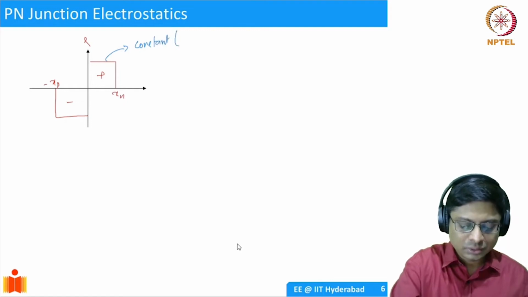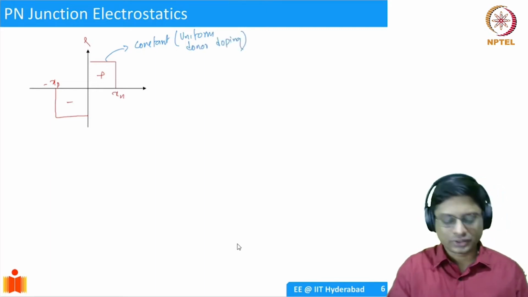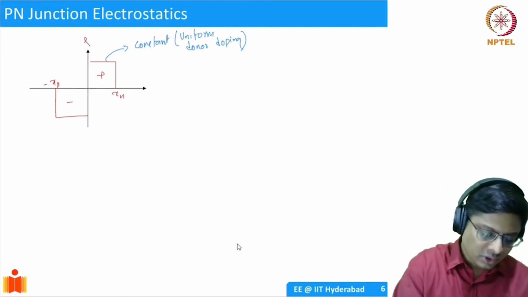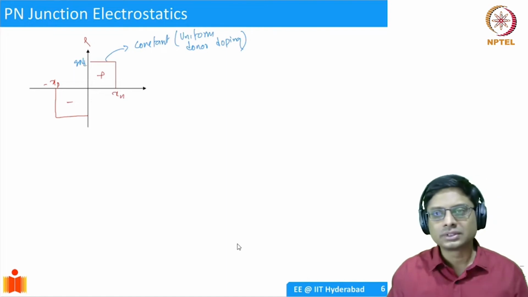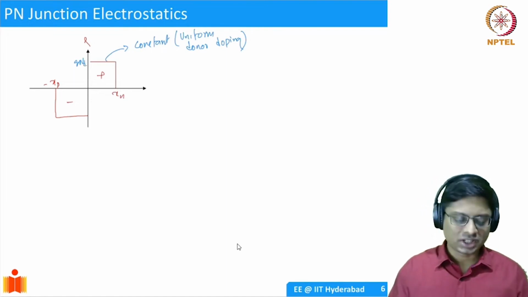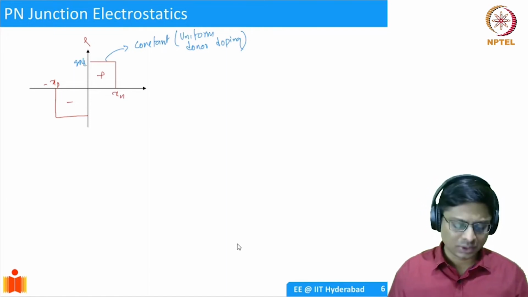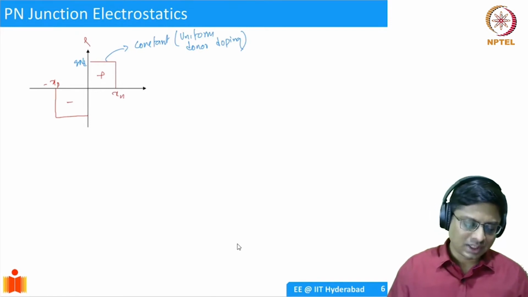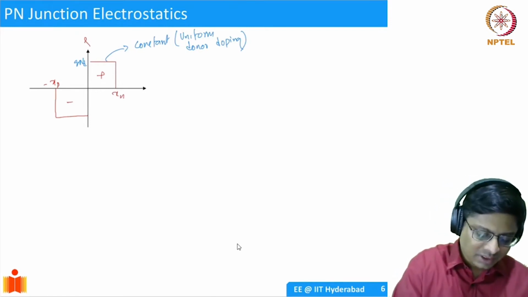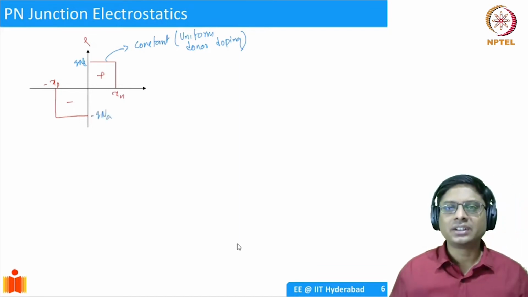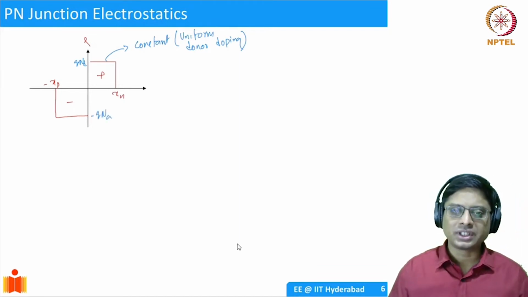because of uniform donor doping. So it is a constant. So what is the charge? This is going to be Q times ND, so basically the charge of an electron times the donor atoms. And then similarly on the acceptor side, it's going to be minus Q times Na. Na is a density, and the charge is minus Q because it's a negative charge.